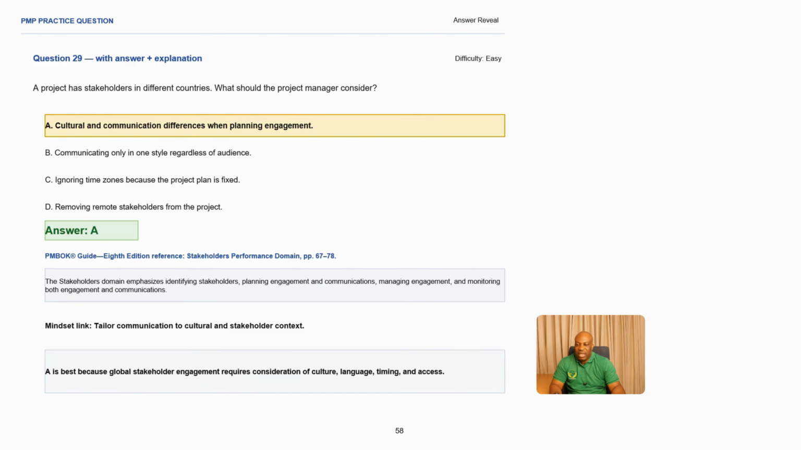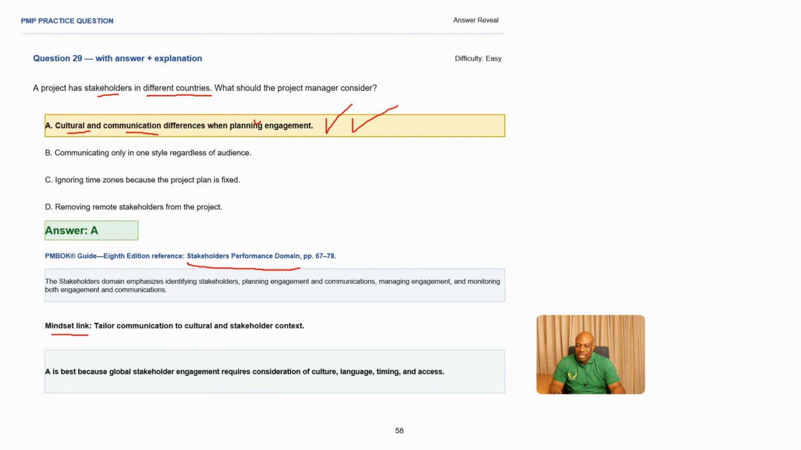And in this scenario, A is the best answer. You need to consider cultural and communication differences when planning your engagement. Remember, these are stakeholders in different countries, so the cultures and also the communication have to differ. All right. So what is our reference here? Our reference is the stakeholder performance domain, okay? Which is on page 67.